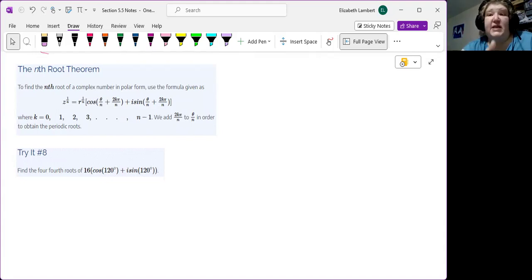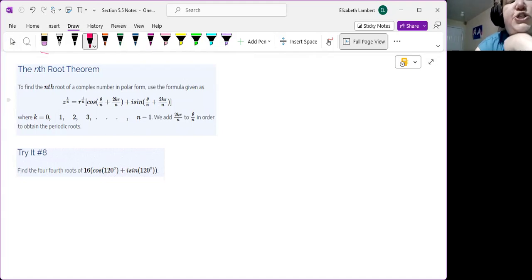And what's interesting is if you plot these, they all have the same radius and they're equally split around a circle. So our 4th roots, we're going to get one in quadrant 1, quadrant 2, quadrant 3, quadrant 4.